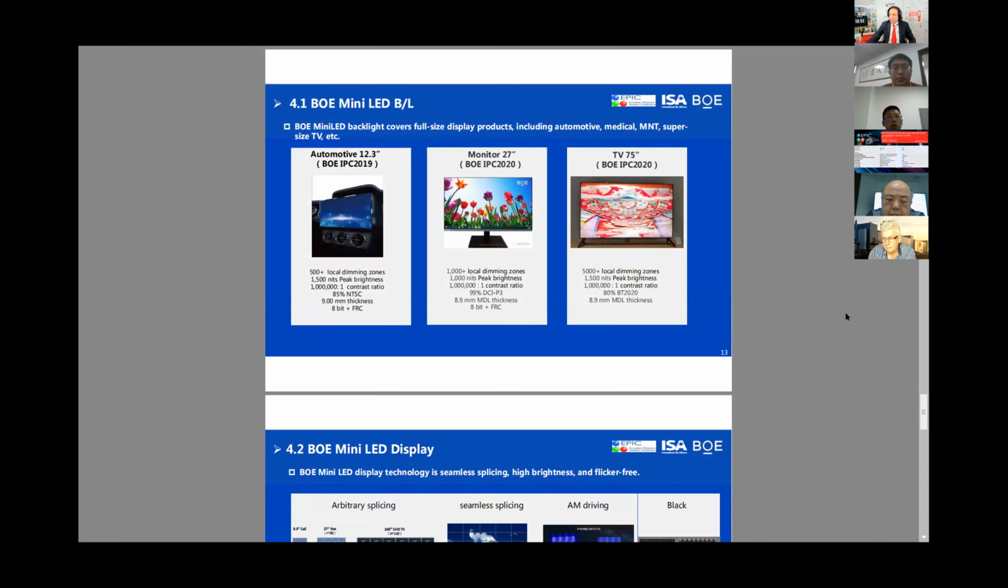And from 2019 onwards, BOE started to launch all kinds of different mini LED backlight products. In 2019, we had an onboard backlight for automotives with a 12.3 inch. And also in 2020, BOE launched the 27 inch monitor, and also the super large 75 inch backlight for TV. These backlight products are going to realize over 1000 nits of luminance, and the 75 inch can now have 5000 local dimming zones, and the thickness of the module as a whole can be reduced by 0.9.